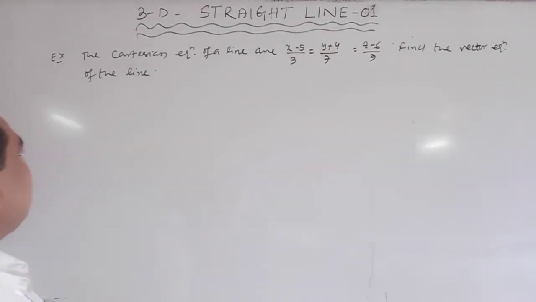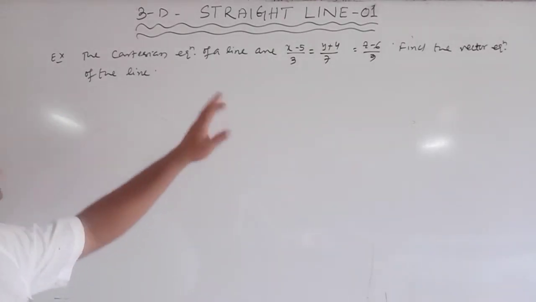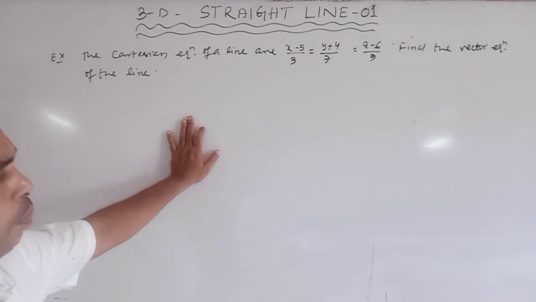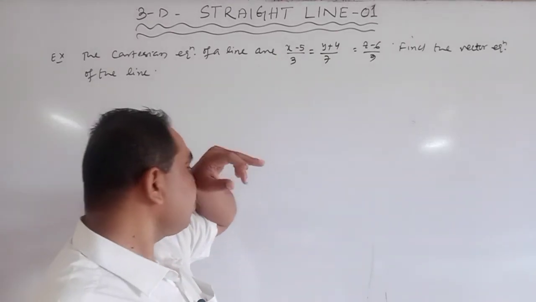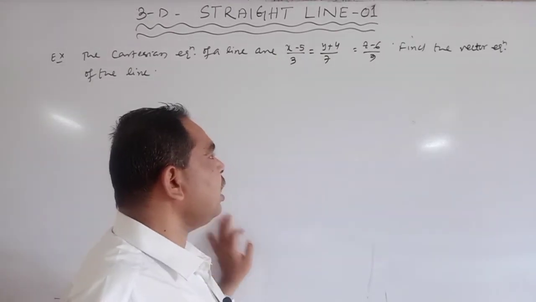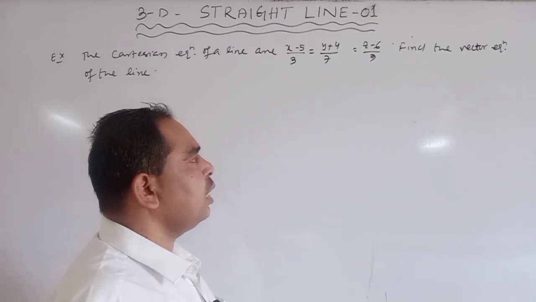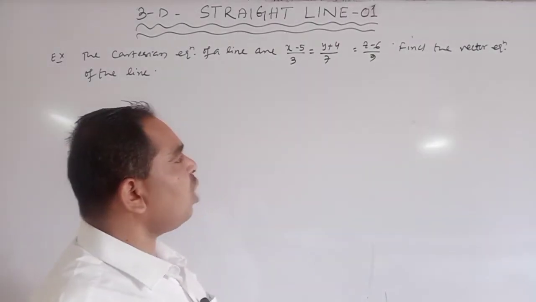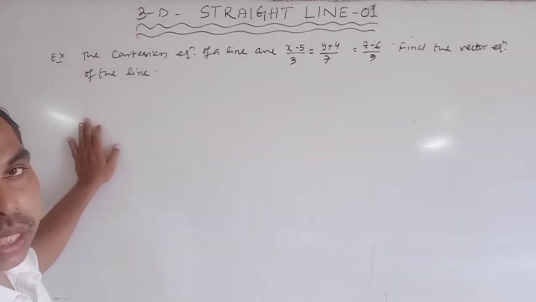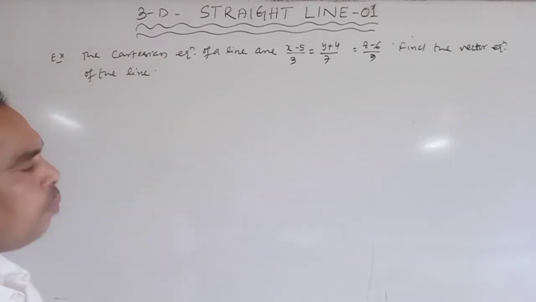This is a question. The Cartesian equation of the line, or Cartesian form of the line, is (x minus 5)/3 is equal to (y plus 4)/7 is equal to (z minus 6)/3. This is a Cartesian form. So find the vector equation of the line, means we have to reduce it to vectorial form. Okay. The solution.